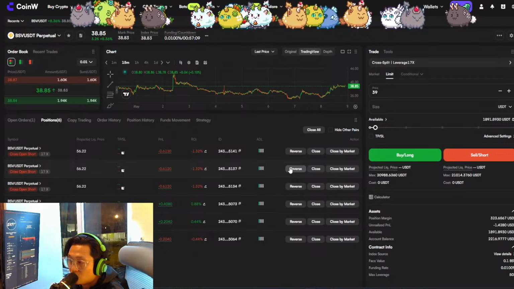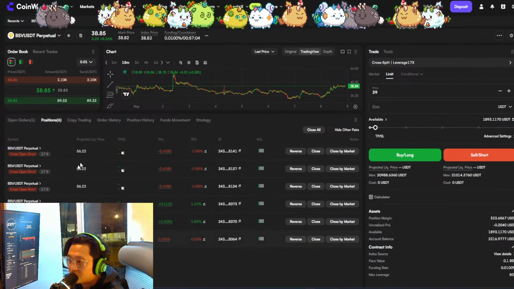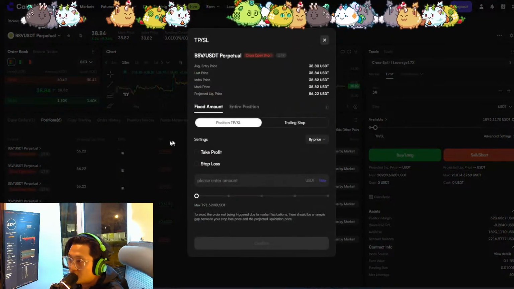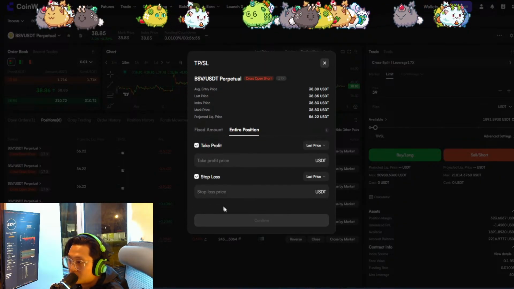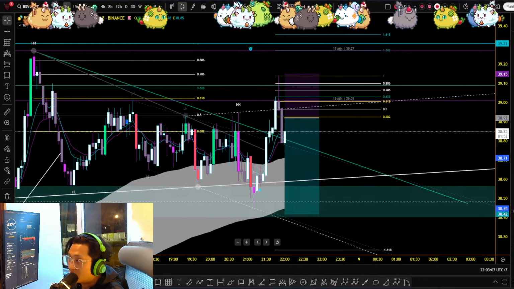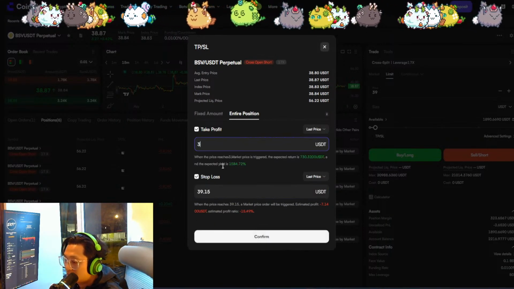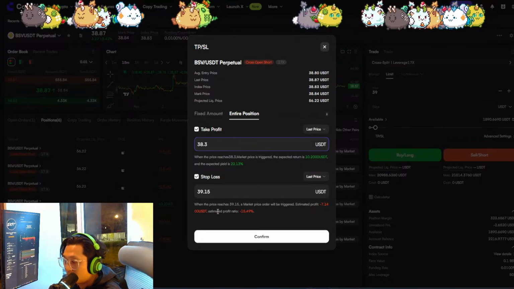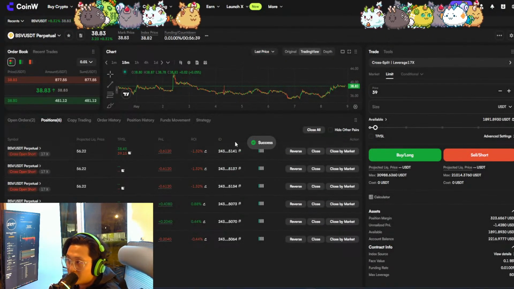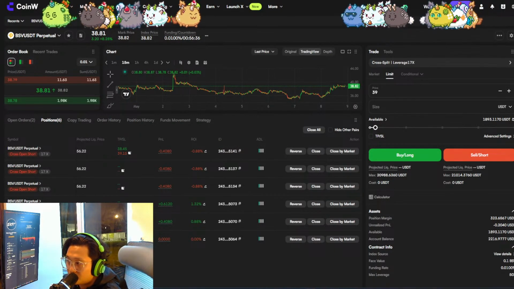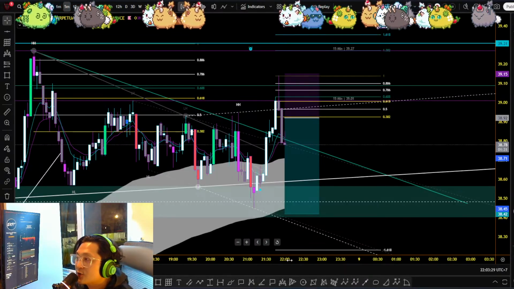So this is how we do reverse. This is the reverse walk. Okay, so 38.45. I'm just gonna be lazy and put one for you guys. 39.15 for the stop loss, 38.45 for the take profit. I'm just gonna use one for the example, and I'm just gonna close it all later if it's necessary. Let's see how it goes.